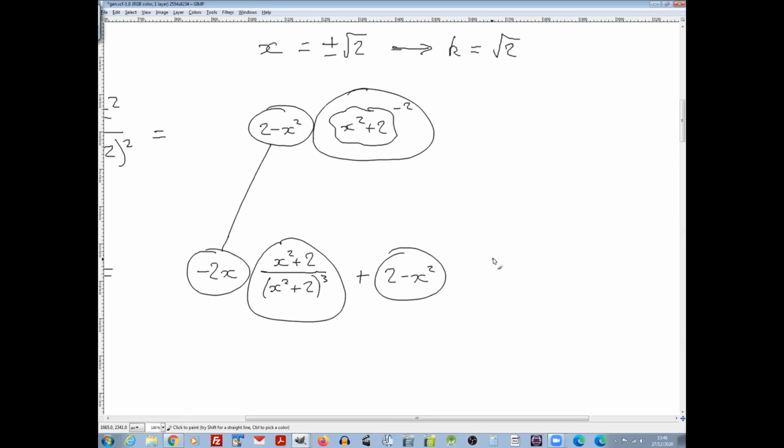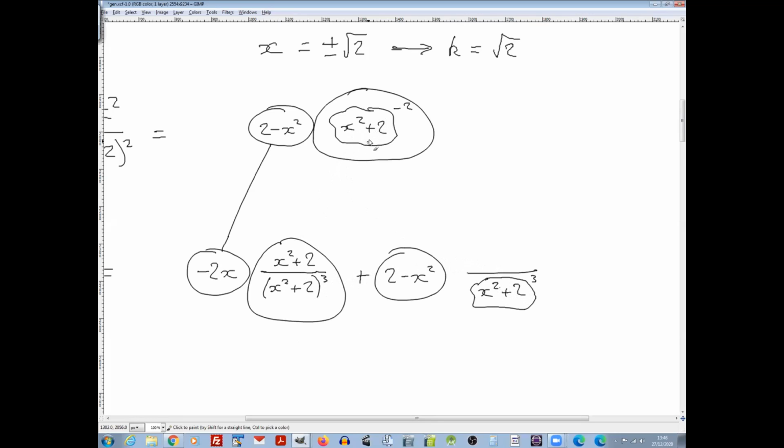Times minus 2, x squared plus 2 to the minus 3. So I could write it as blob over blob cubed, couldn't I? Because to the power of minus 3 means over blob cubed. And you see, that's why we wanted the common denominator there. So that's why we wrote that a bit differently to that.